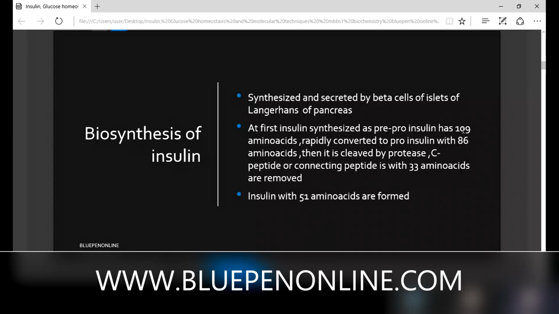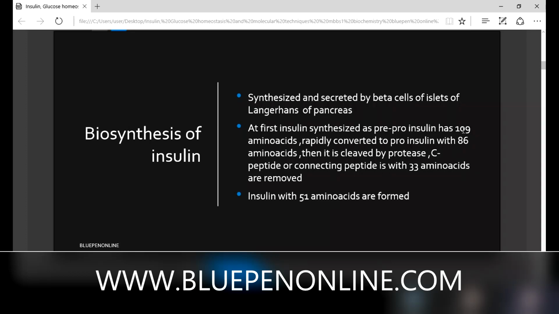At first, you just understand. At the time of synthesis, insulin is secreted as pre-pro insulin. That contains 109 amino acids. You need not study it all, you just understand: pre-pro insulin contains 109 amino acids.